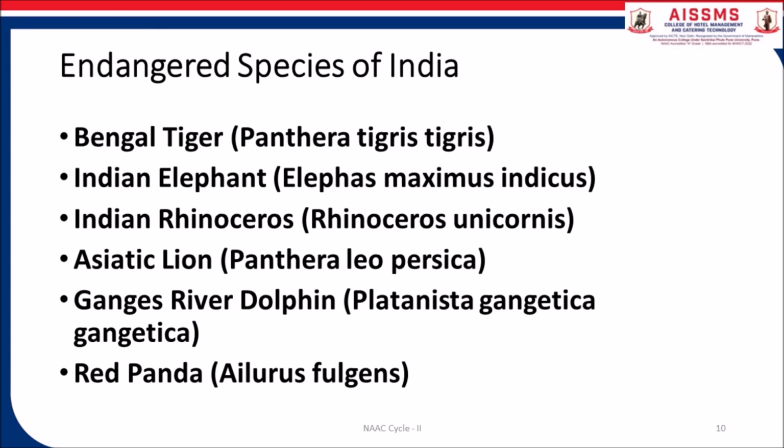Red panda. The red panda is an endangered small mammal found in the eastern Himalayas, which is threatened by habitat loss and poaching. It inhabits temperate forest with dense bamboo undergrowth. Conservation efforts include habitat protection, community-based conservation initiatives, and captive breeding programs.